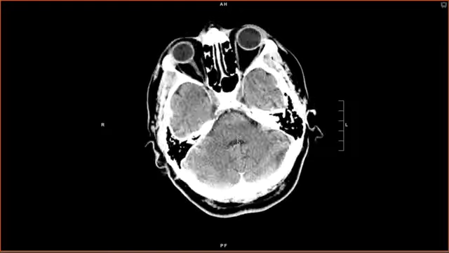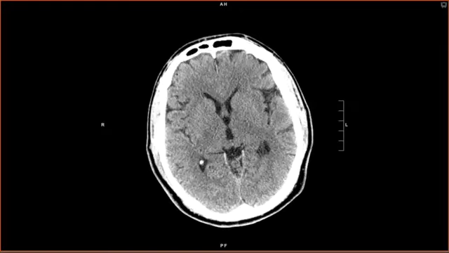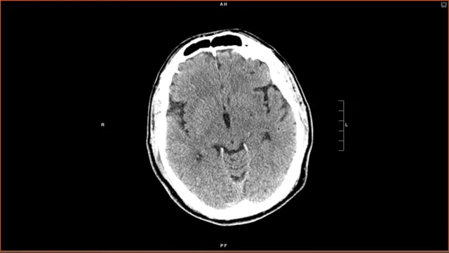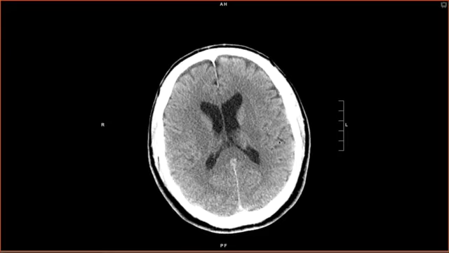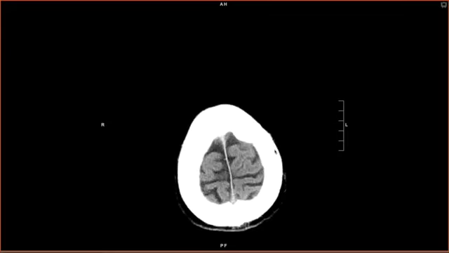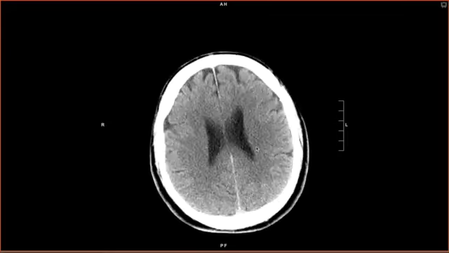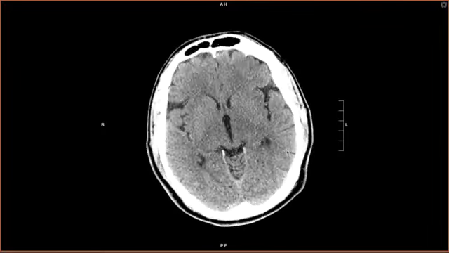Okay, then we're going to take a scroll through to look at the sulci, specifically again for subtle locations of blood like the posterior portion of the sylvian fissures here, and any subtle blood in the sulci more superiorly. And we don't see any hemorrhage.